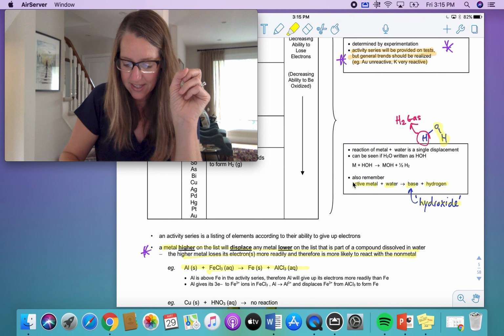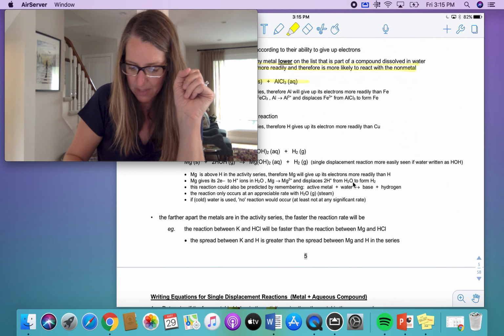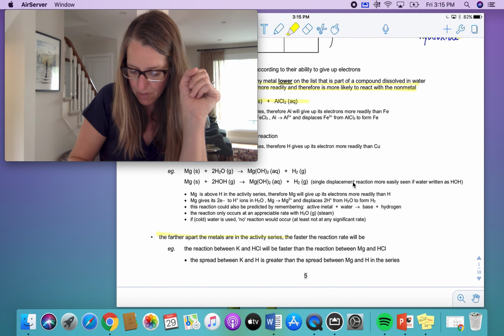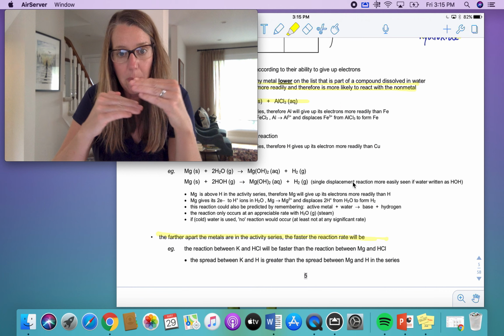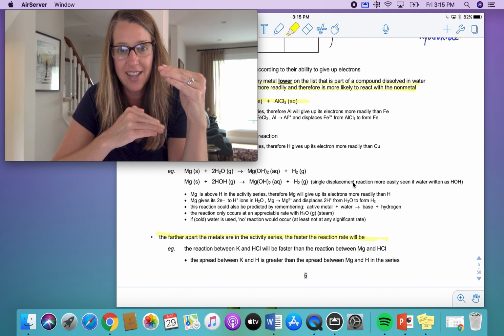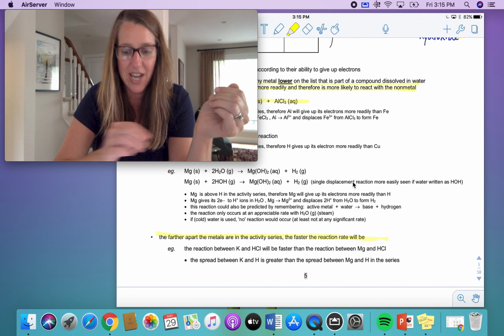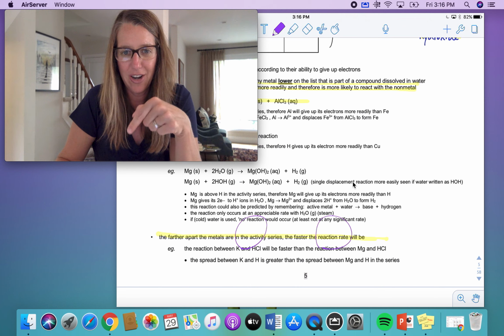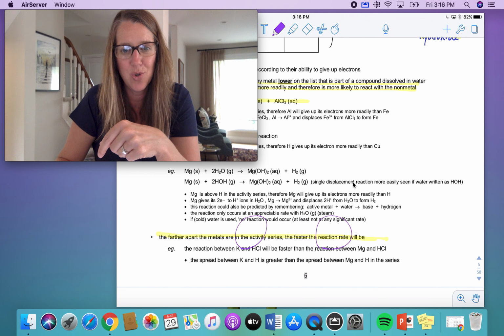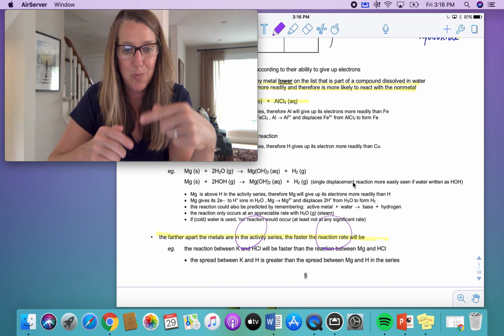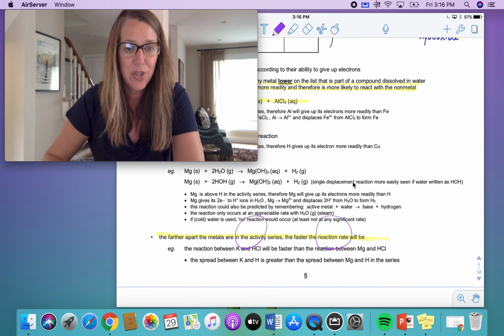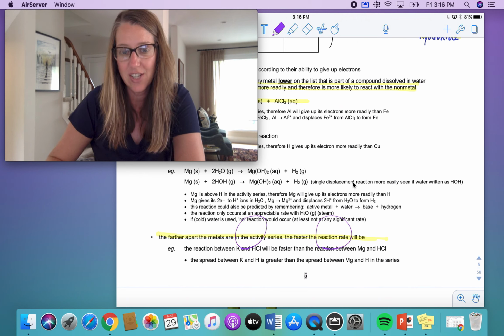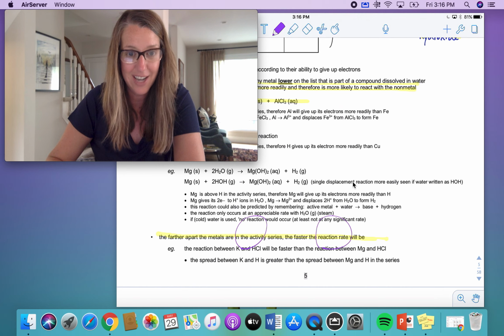The second thing that's summarized on this page is this point right here. So you want to highlight this one. The farther apart the metals are in the activity series, the faster the rate of the reaction will be. Okay, so again, this is just like an application question here. Find potassium and hydrogen, then compare magnesium with hydrogen. Which one are further apart? The spread between potassium is greater, so which one's going to be faster? The potassium's going to be faster. So again, you can use that activity series to do some predictions about the rate of a reaction.